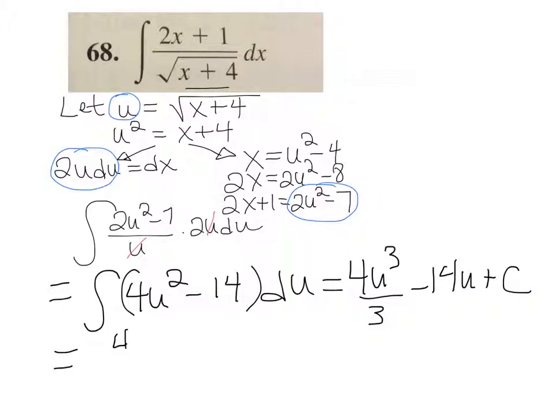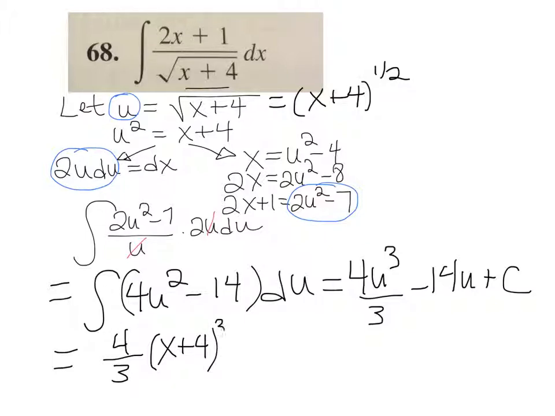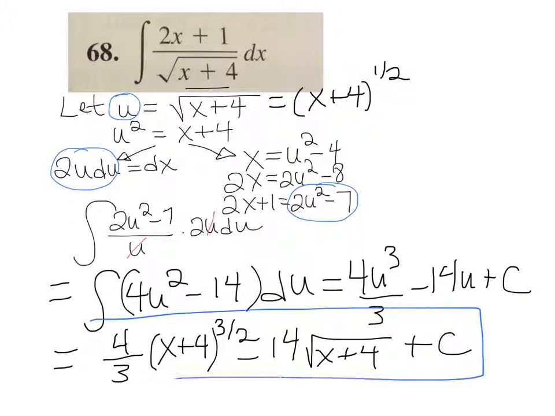We got 4/3 times u, where u is the square root of x plus 4, which is really the same thing as x plus 4 to the 1/2. And we need to cube that. So we get 4/3 times x plus 4 to the 3/2 minus 14 times the square root of x plus 4 plus C. And that is the final answer.